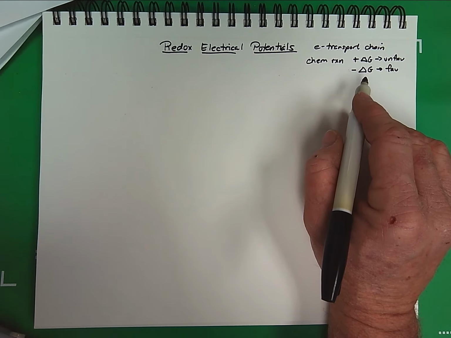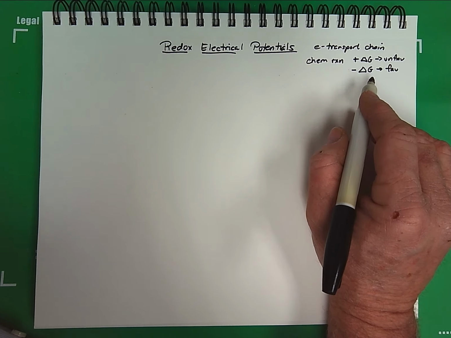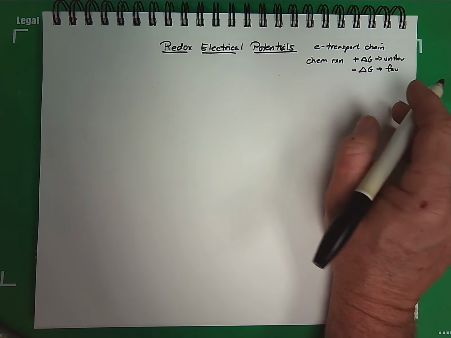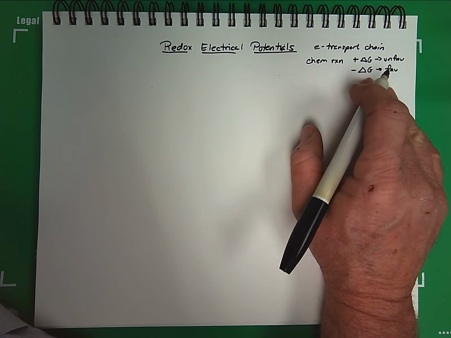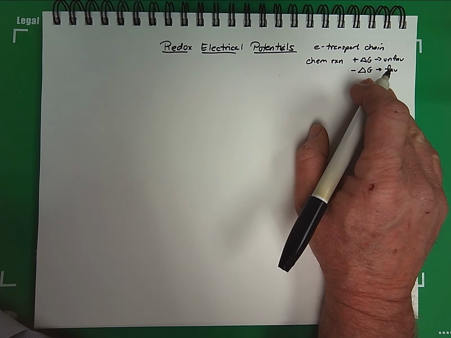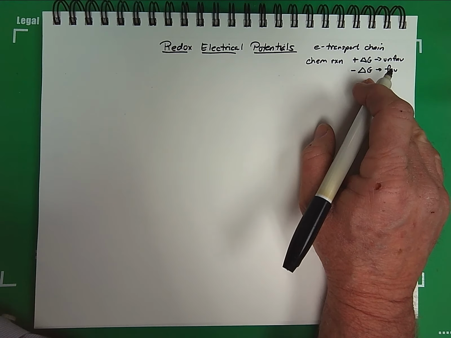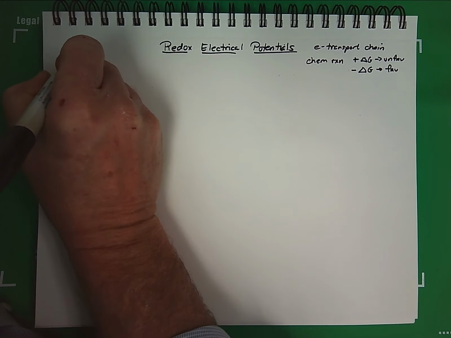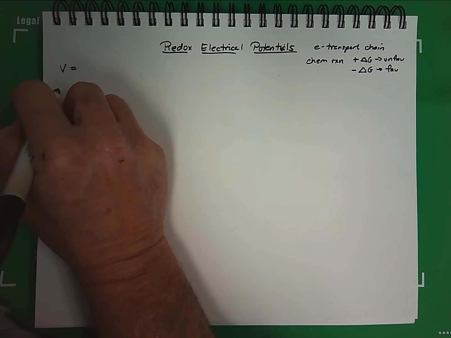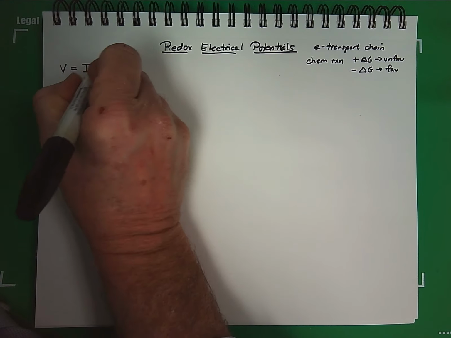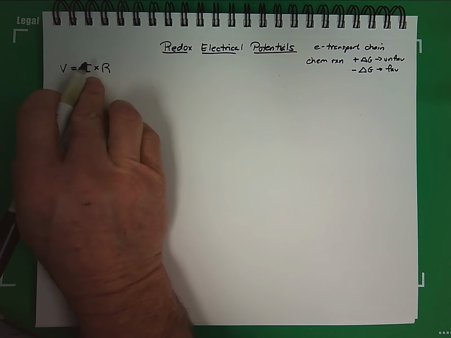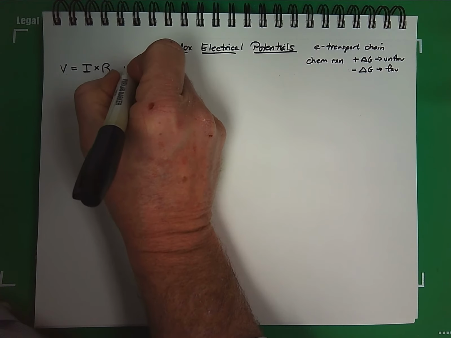Now, when we're talking about movement of electrons, electron movement is measured in voltage. A little different than free energy changes. We'll connect these two later on at the end, but what we need to look at first is a little bit of physics and talk about voltage. So recall our equation of voltage. Voltage equals current times resistance.